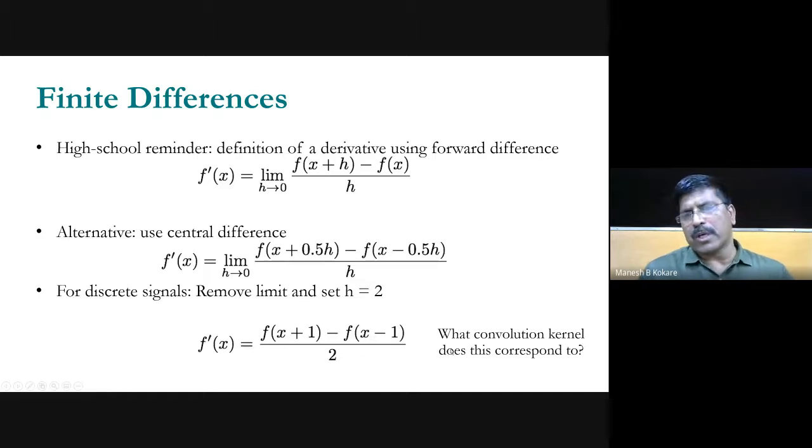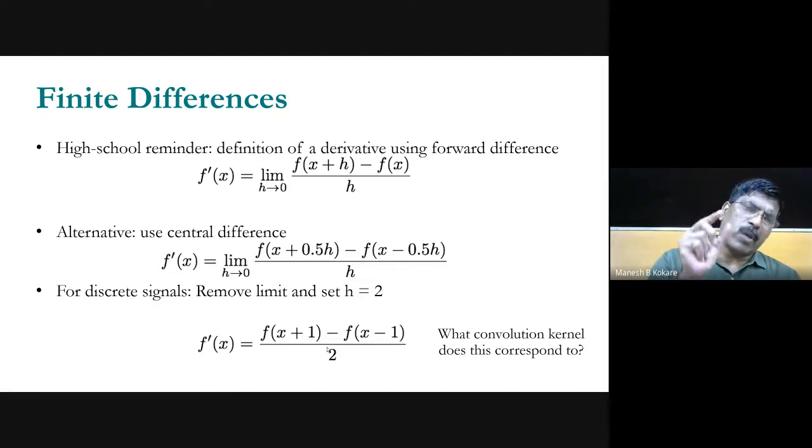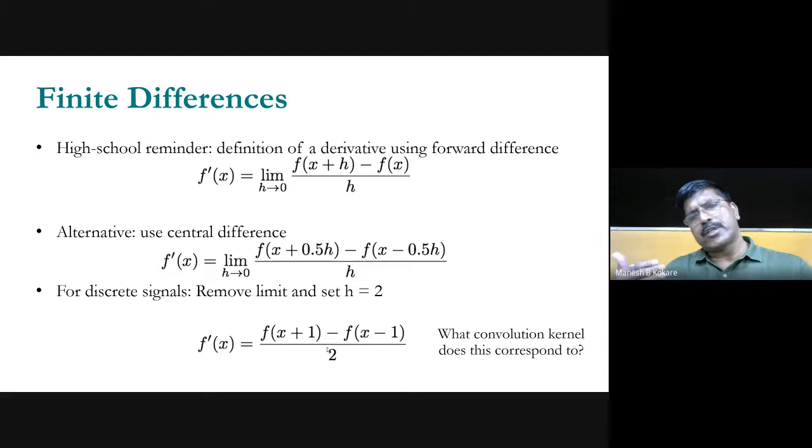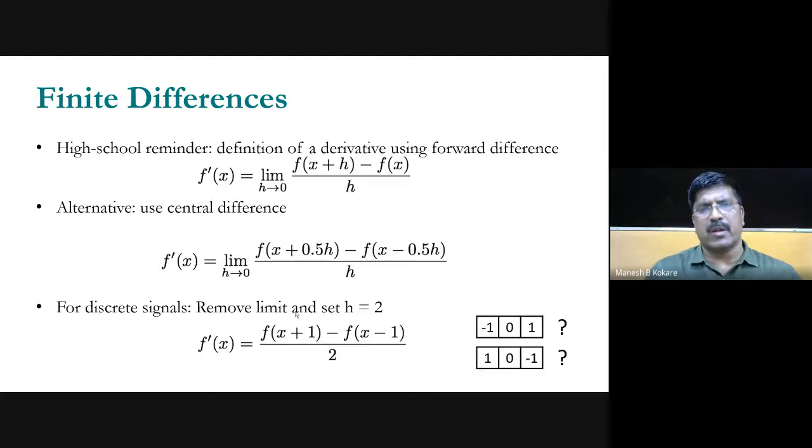So what convolution kernel does this correspond to? We will see, because we have kernel sizes like 1 by 1 or 2 by 2 or 3 by 3 and so on. The well-known kernel functions used in detecting the edges are the Sobel operator, Prewitt operator, Kirsch operator and so on. How those values are derived from this definition, we can see all those things.